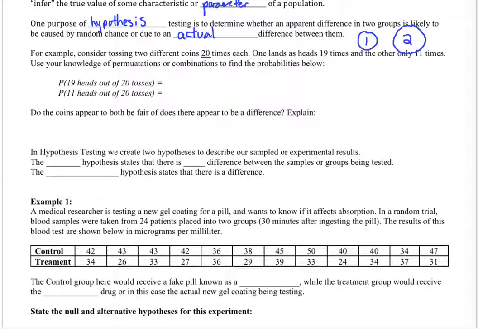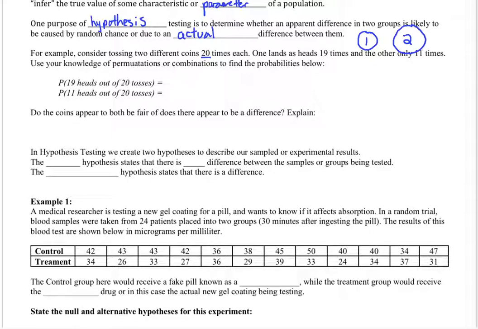One of the coins lands 19 times heads out of 20 and the other one only lands 11 times heads out of 20. So what we want to do now is think about what we've been doing with probability lately and use our knowledge of either permutations or combinations to compute those probabilities. Like how many different ways, how many different possibilities are there for those two phenomena to have actually occurred? So what's the probability of getting 19 heads out of 20 tosses? Think about this for a second, and if you're watching the video in my class, you might want to pause it. Think about, in this situation, does order matter or does it not?